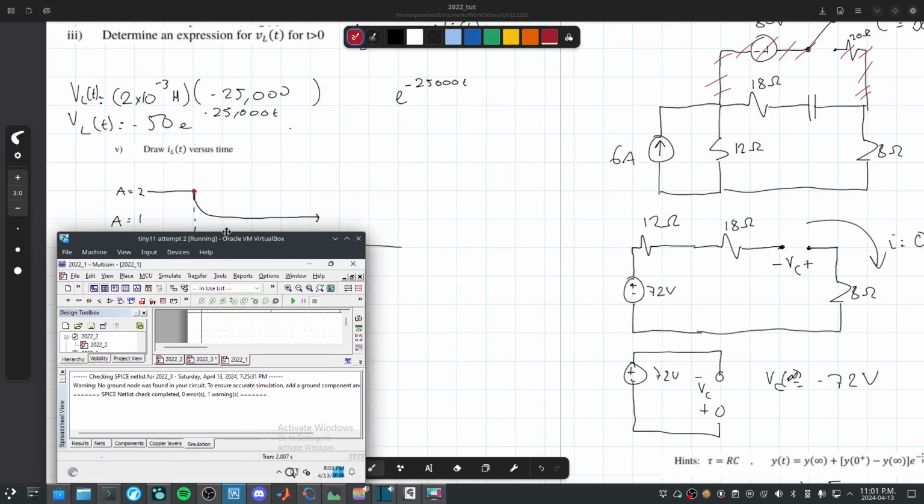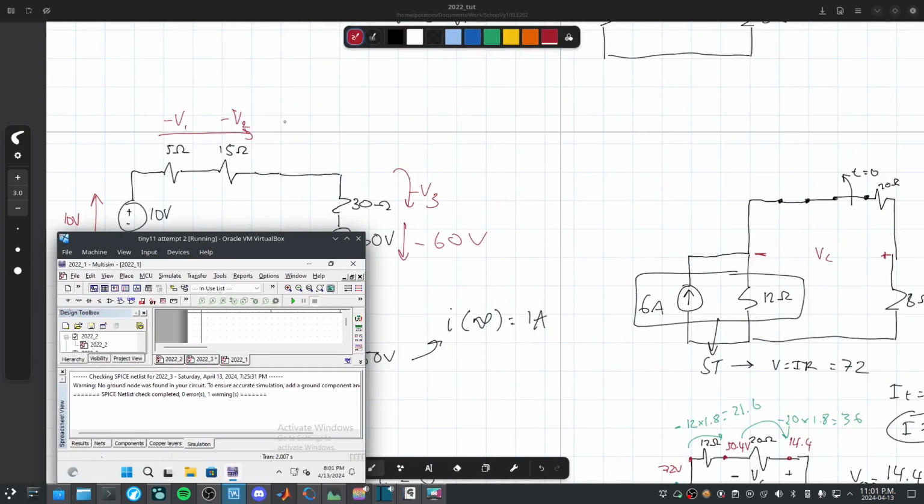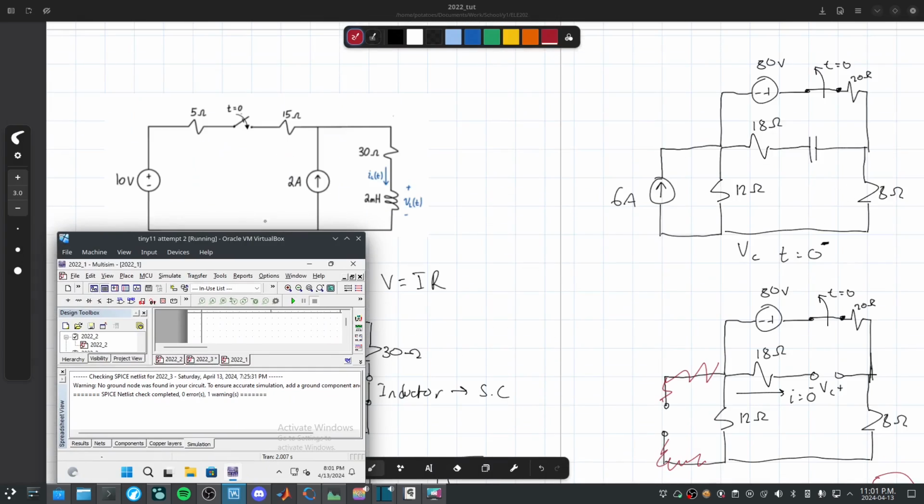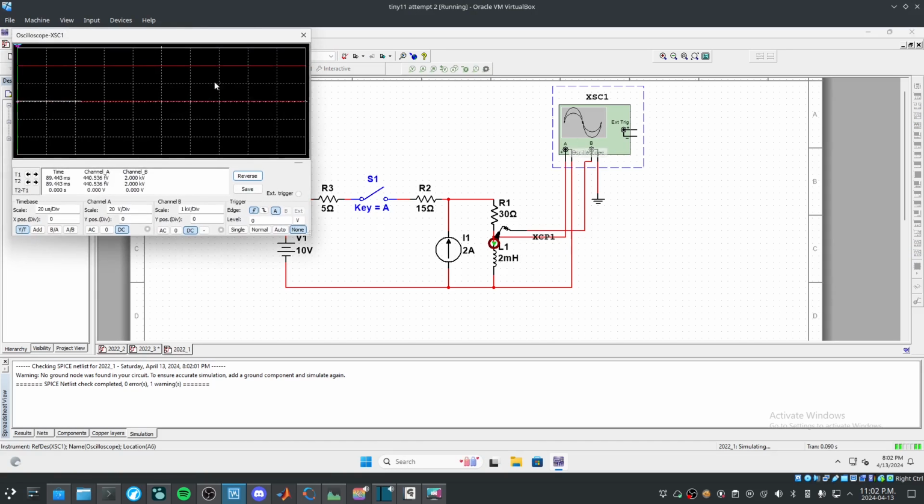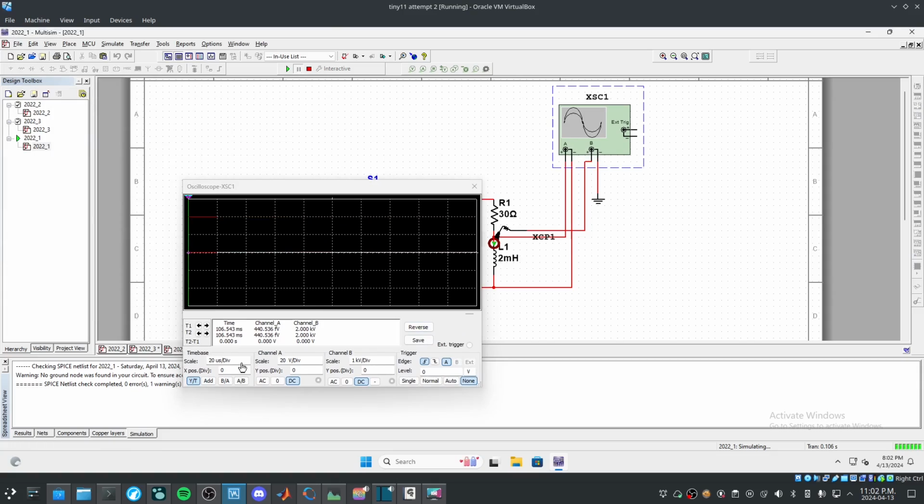So, at time equal to 0, or before that, it is open. It's open, yes. Let's open that up using A. So, let's start it up. Let's pause that. Zoom out.